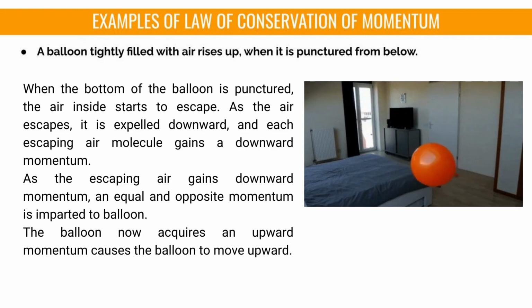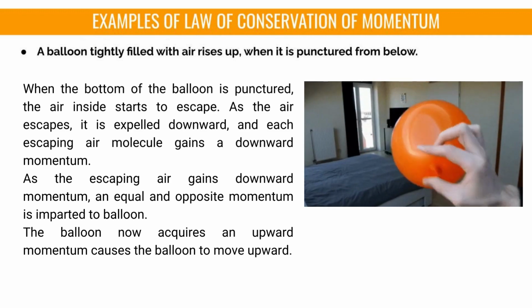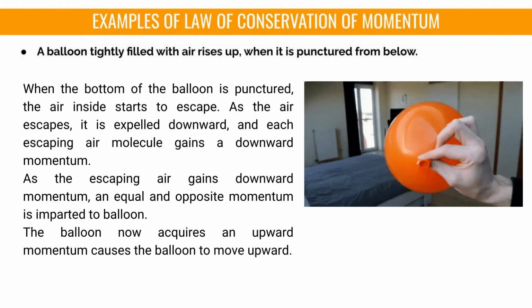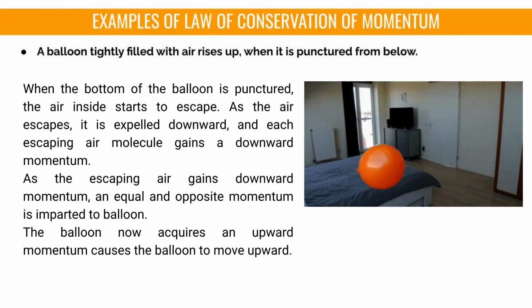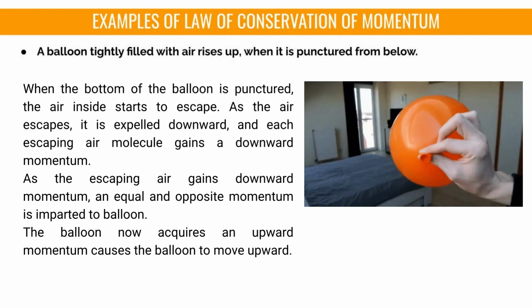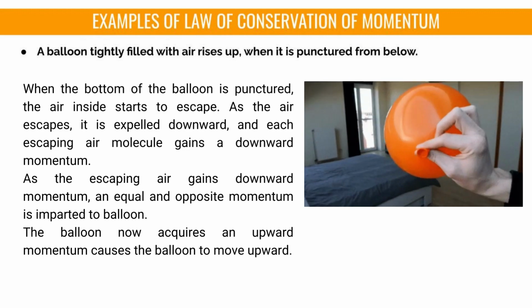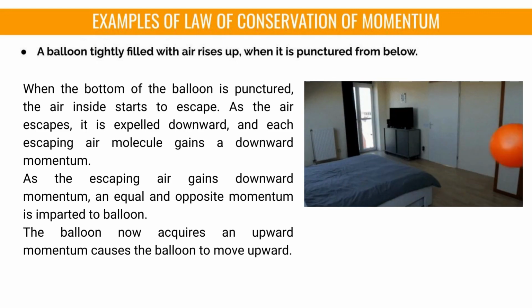When the bottom of the balloon is punctured, the air inside starts to escape. As the air escapes, it is expelled downward, and each escaping air molecule gains a downward momentum. As the escaping air gains downward momentum, an equal and opposite momentum is imparted to the rest of the system, the balloon, and the remaining air inside it. The balloon-air system now acquires an upward momentum. The acquired upward momentum causes the balloon to move upward.